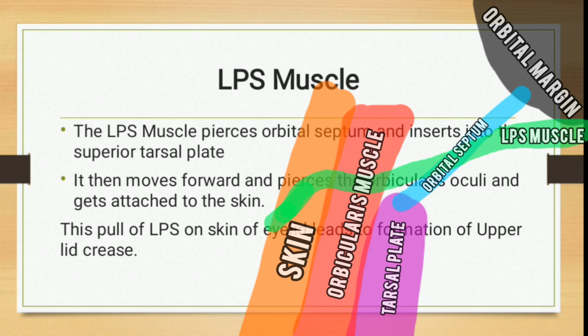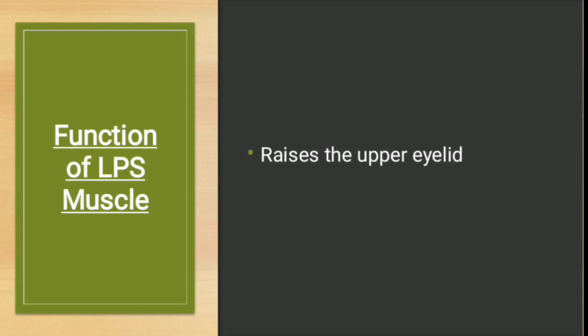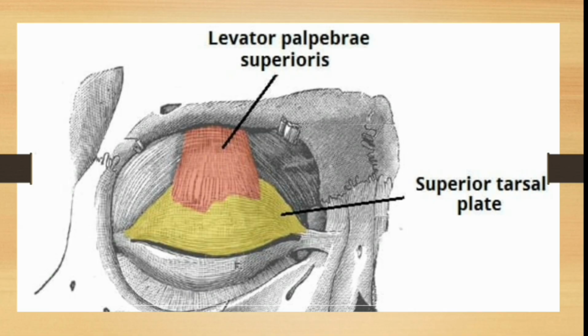This pull of LPS on the skin of the eyelid leads to the formation of the upper lid crease. The function of the LPS muscle is to raise the eyelids, and its nerve supply is by the third cranial nerve, the oculomotor nerve, right? Any damage to the oculomotor nerve can affect the LPS muscle's function. Here you can see the orbicularis oculi muscle. The LPS muscle pierces all the previous structures and gets attached to the superior tarsal plate in order to raise the eyelids, right?